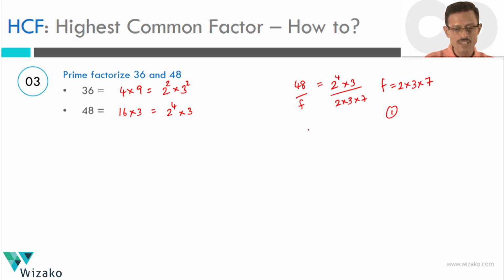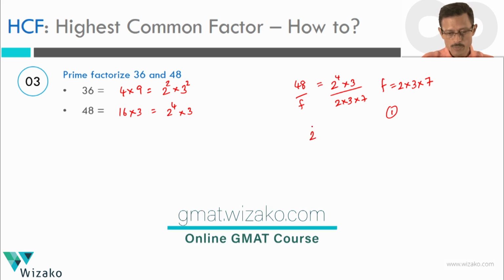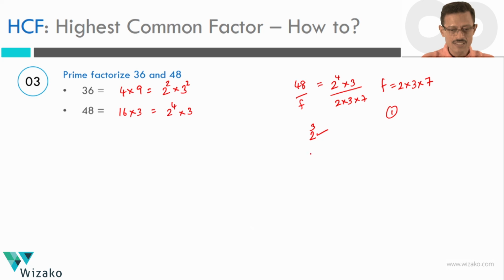Now, the second question is, what is the highest power of 2 that can divide 48? Can a 2 cube divide it? Certainly yes. Can a 2 square divide it? Obviously yes. Can a 2 power 5 divide it? No, because 48 is 2 power 4 into 3. A 2 power 5 cannot divide a 2 power 4.